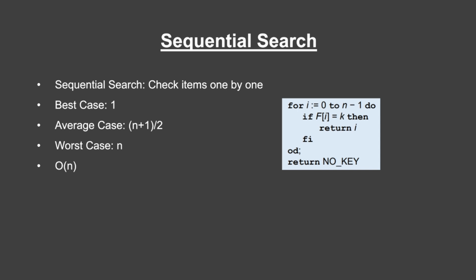But we can already look at the best, average, and worst case of this algorithm. We have the best case if the first element is the one we're looking for. In this case we have a running time of 1 because we only have to check one item. The average case takes us a running time of (n plus 1) divided by 2, because on average the item we're looking for is in the middle of the list. And we have the worst case if the element we're looking for is at the end of the list, which gives us a running time of n.